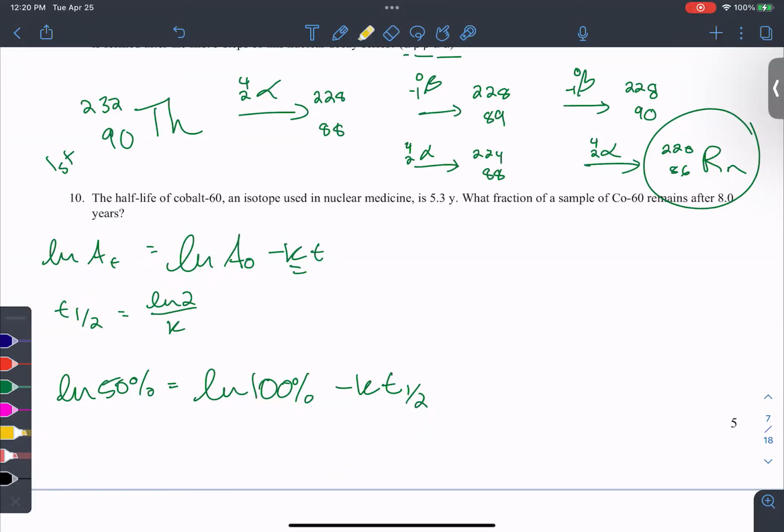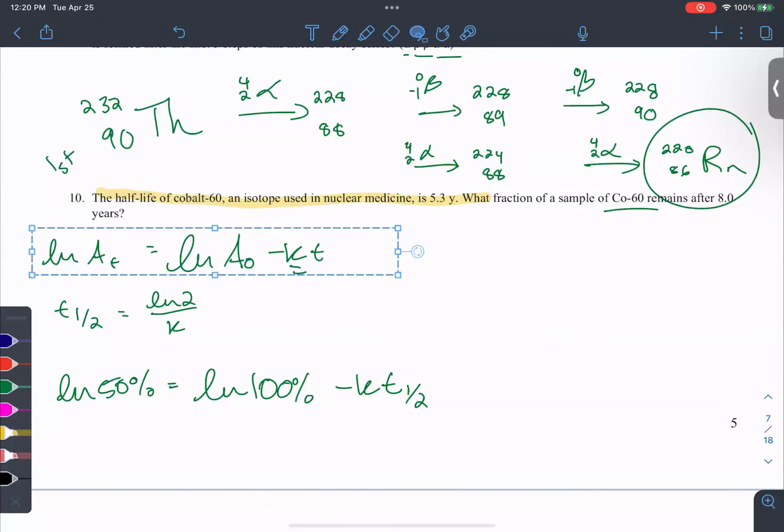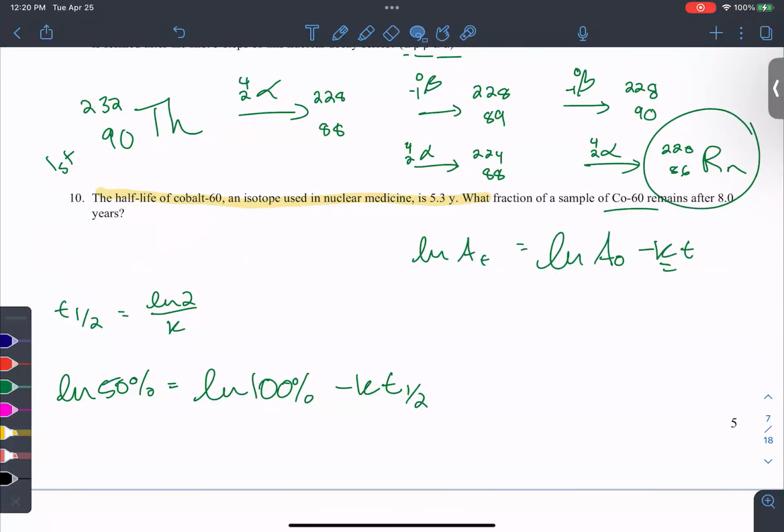So let's relate it to this actual question. Really, this question is no different than chapter 14. It just has to do with radioactivity, which we understand is first order. So I give you the half-life of cobalt-60 used in nuclear medicine. What fraction of cobalt-60 remains after 8 years? So, we need to use our integrated rate law for this. They're telling us that t is equal to 8 years. The half-life is 5.3 years.